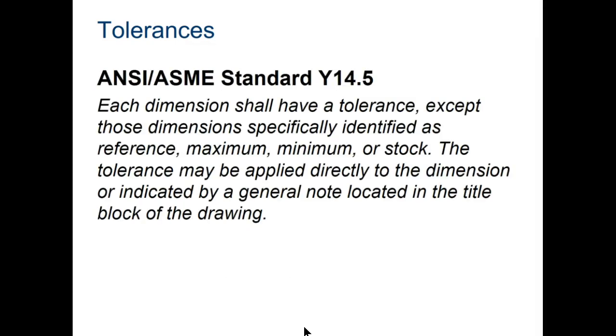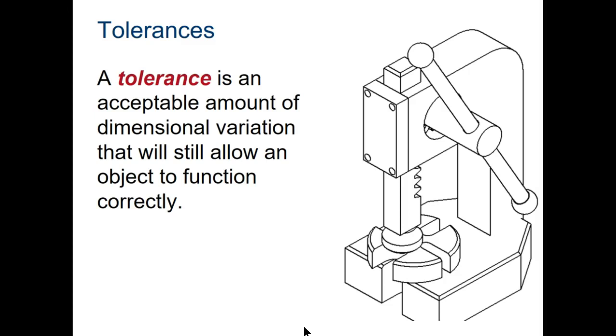ANSI standards basically say everything's going to have a tolerance. A lot of times with the drawings we'll produce, we'll specify the tolerance for all measurements with the noted exceptions. So another way of saying it is a tolerance is an acceptable amount of dimensional variation that will still allow an object to function correctly.